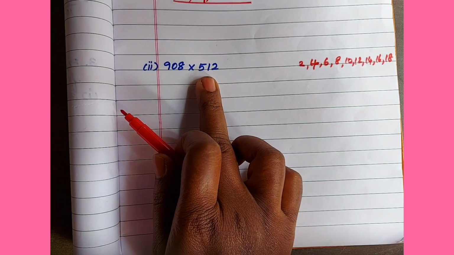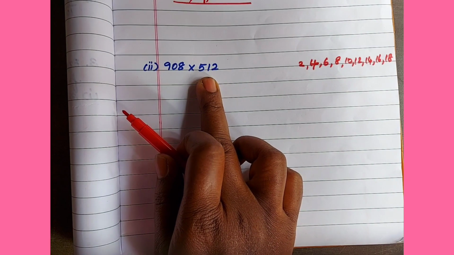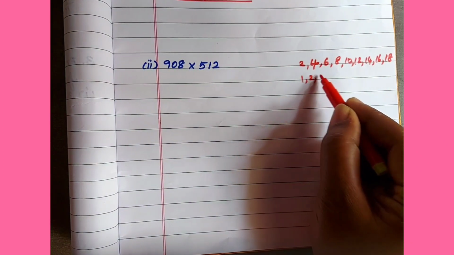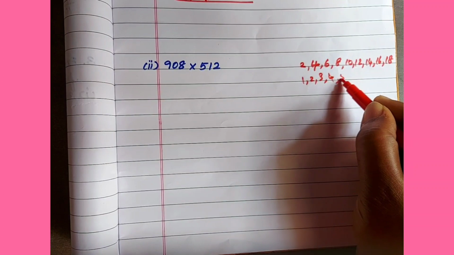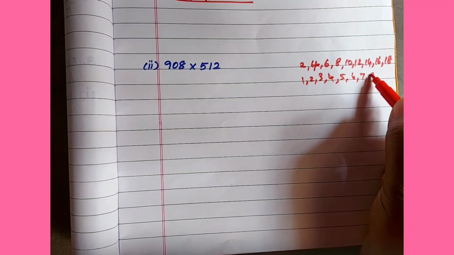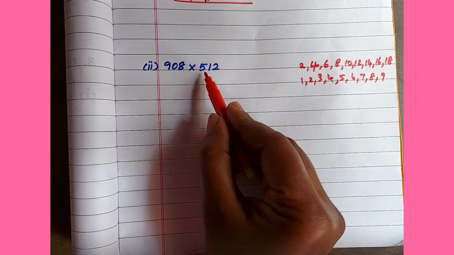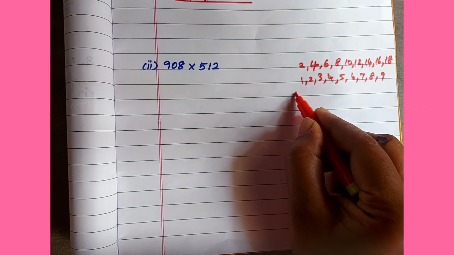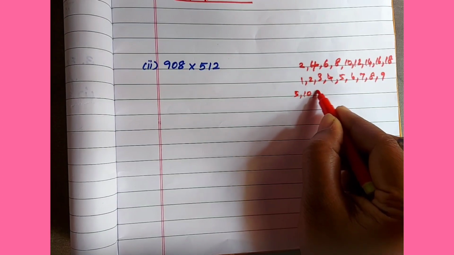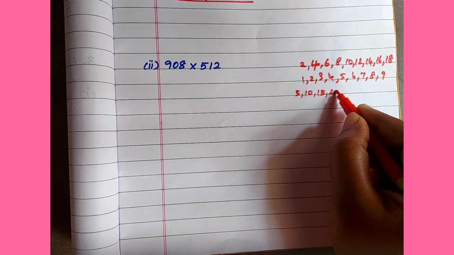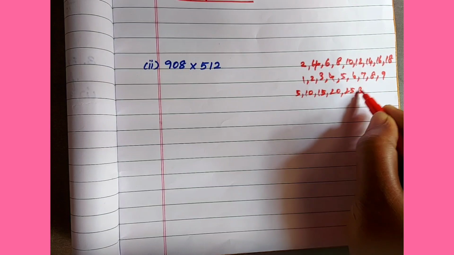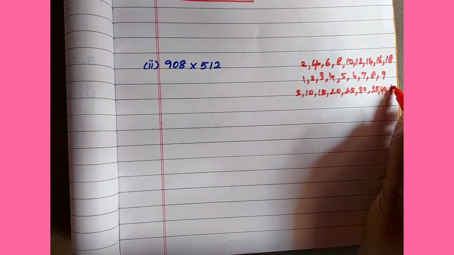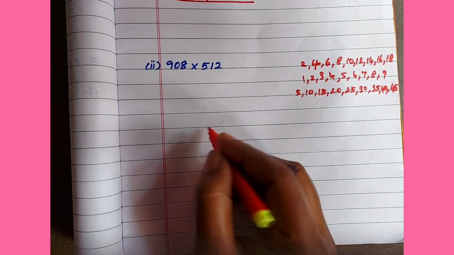Next, the 1 table. Multiplying by 1 gives the same number, so we write 1 to 9: 1, 2, 3, 4, 5, 6, 7, 8, 9. Next, the 5 table. The biggest number is 9, so we write 9 times: 1 5 is 5, 2 5s are 10, 15, 20, 25, 30, 35, 40, 45.